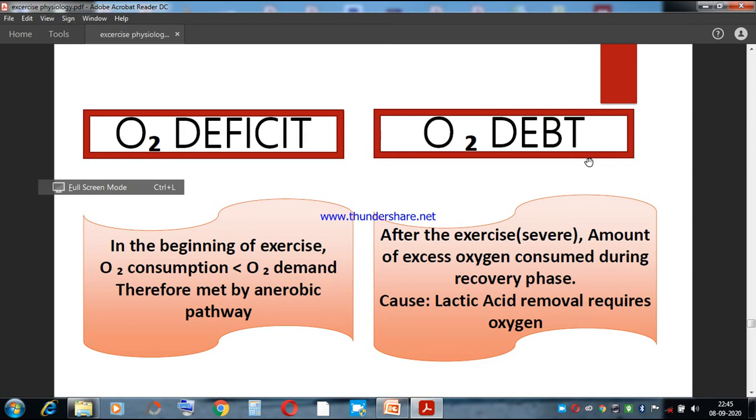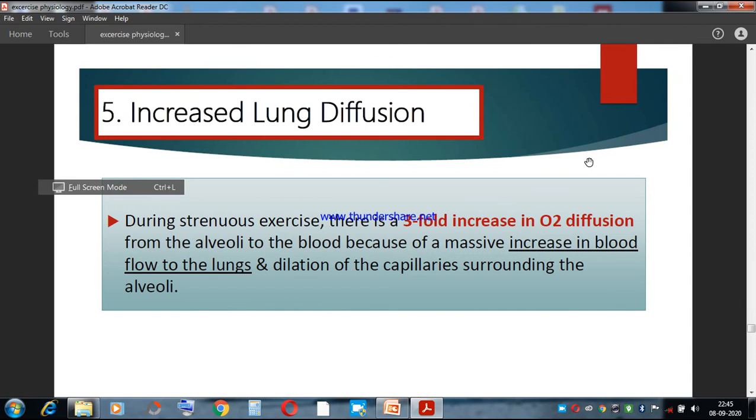Okay, so lactic acid removal requires oxygen. So the lactic acid that is being formed and the NADPH that is being formed require oxygen for their removal to the original source. So that is the oxygen deficit. How is it corrected? This debt is paid by the hyperventilation after the exercise. Oxygen deficit and oxygen debt.